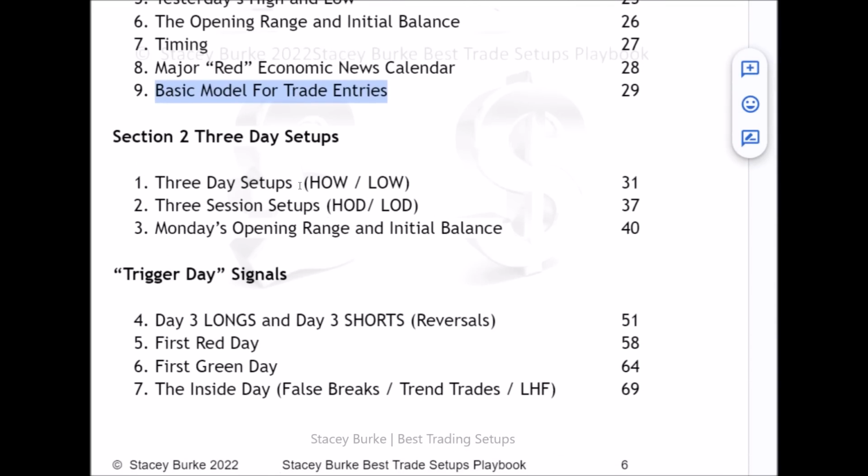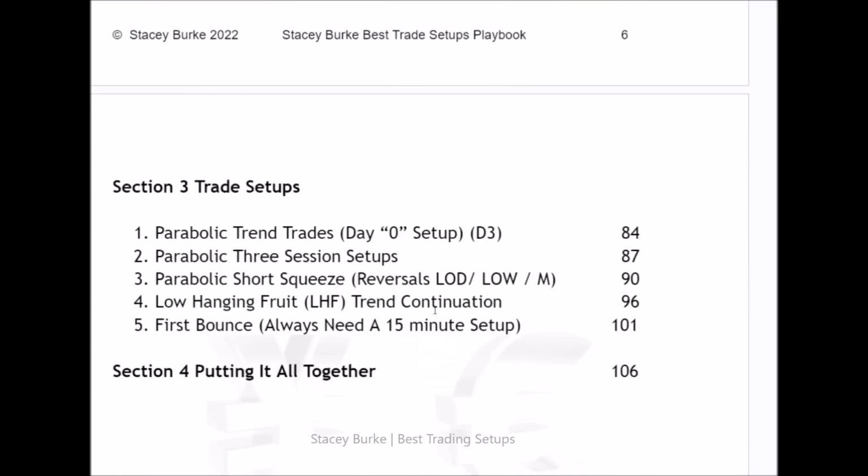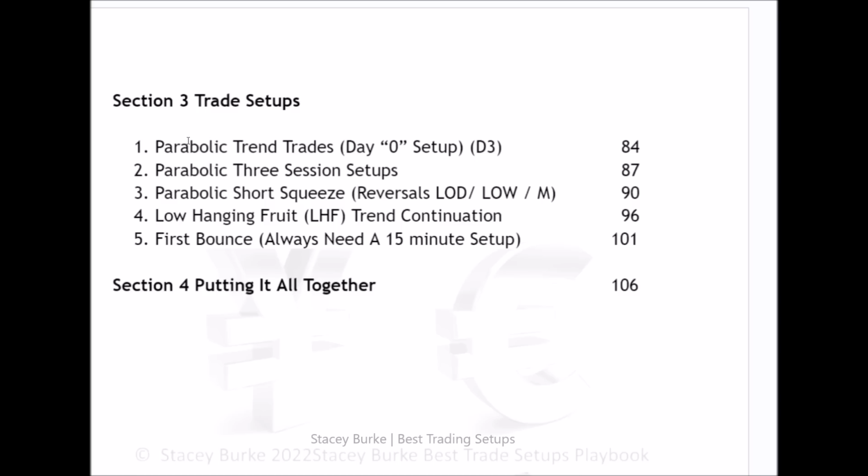And then we talk about the 3-day setups, the 3-session setups, understanding Monday's opening range and initial balance, and then trigger days. Day 3 longs, day 3 shorts, first red day, first green day, the inside day for false breaks and trend trades, and then the parabolic trend trades, day 0 setups, parabolic 3-session setups, parabolic short squeeze reversals, low-hanging fruit trend continuations, and the first bounce opportunity on major red news.